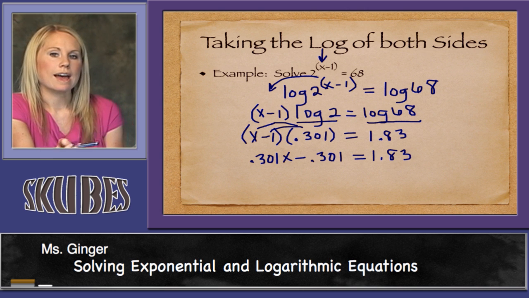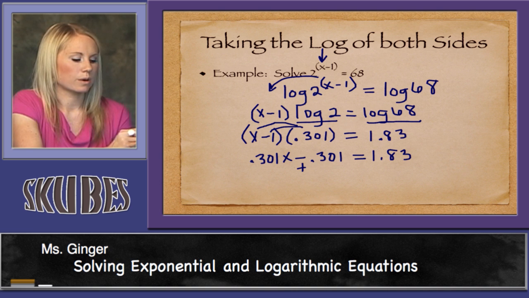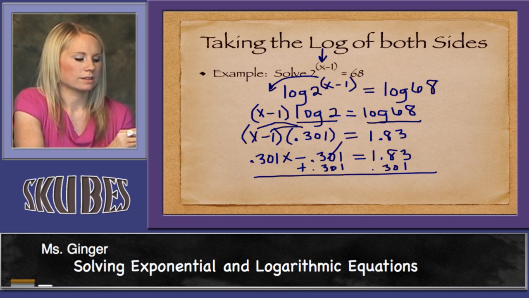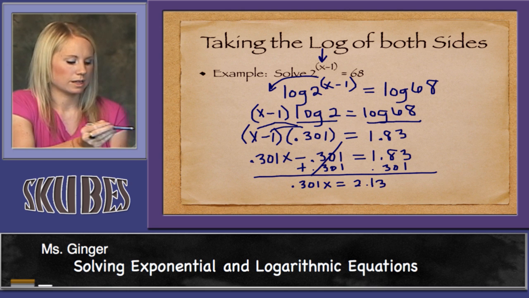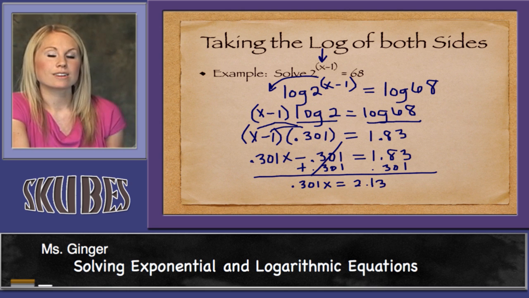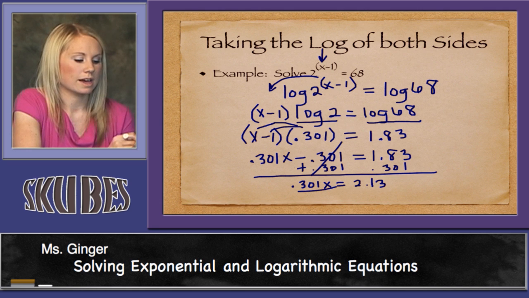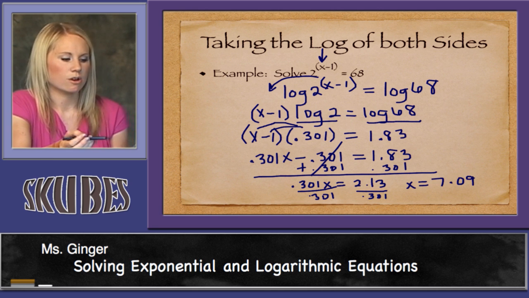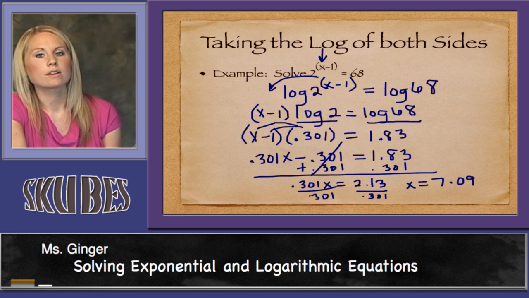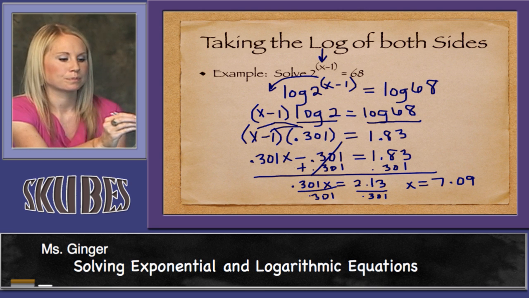Continue to solve here. We're going to need to add our 0.301 from the left. That's going to go away, and then we have 0.301x equals 2.13 approximately. Our last step to getting x by itself is to divide by that 0.301 attached. And when we do that, it's approximately 7.09. So we have now solved for x, and we did that by taking the log of both sides so the power could come down.